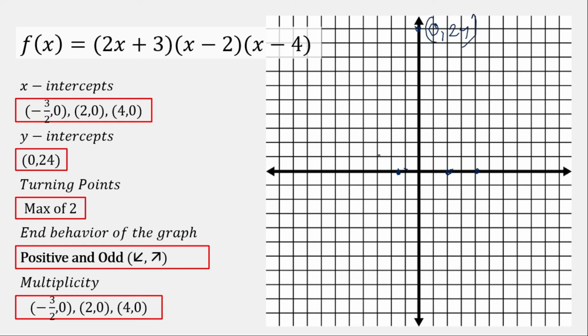Sorry for that. Our end behavior is this: falls to the left and rises to the right, then we need to connect the points. All of this will pass through the x-axis because all of these appear only once, or there's no multiplicity. And we have this as our rough graph for this example. Okay, I hope you learned, or you pardon my graph.